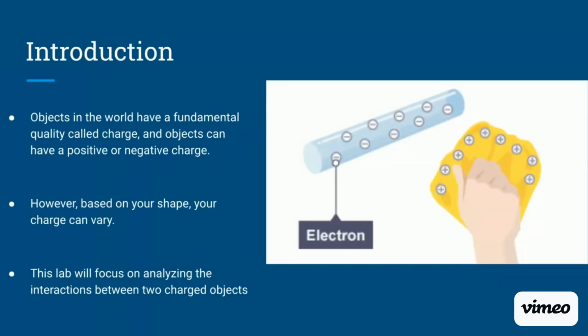Before getting directly into the lab, it's important to understand what the lab is precisely covering, which is charge-object interactions. In real life, objects in the world have a fundamental quality called charge, and these objects have a positive or negative charge. However, based on your shape and dimensions, your charge can vary. Now, in this lab, we will focus on analyzing the interactions of two pieces of charged tape.